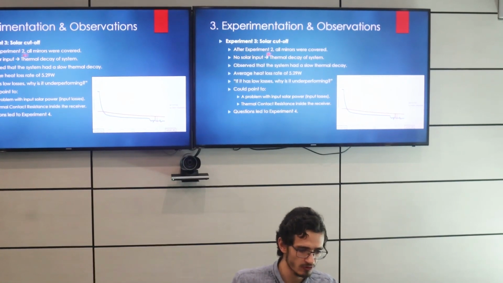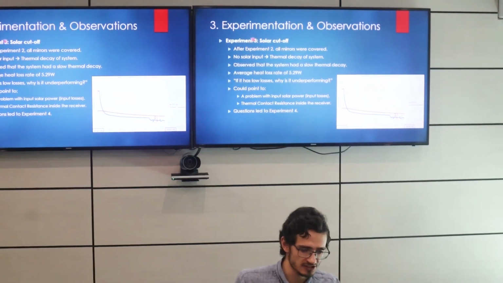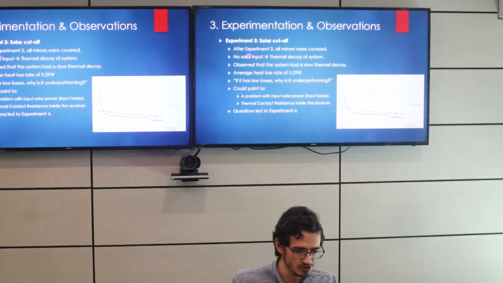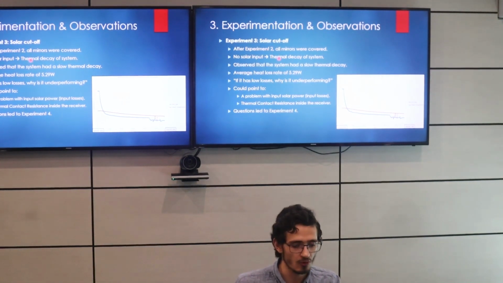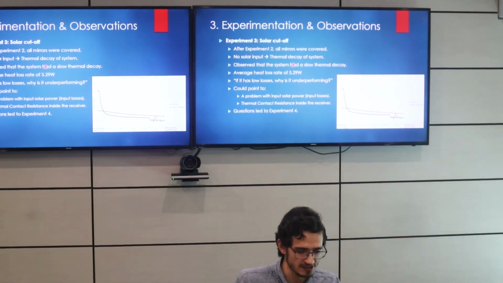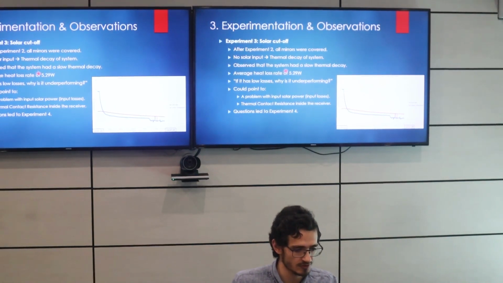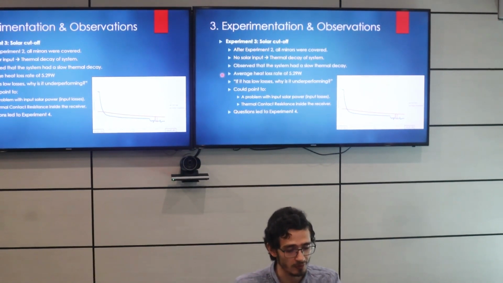After experiment 2, all the mirrors were covered, subsequently leading to experiment 3, which was a solar cutoff. As the name suggests, there was now no solar input going into the system, and as such it would only experience a thermal decay or heat losses. From this, it was observed that the system had a slow thermal decay with an average heat loss rate of 5.3 watts. This then led to the question of, if it has such low losses, why is it underperforming?